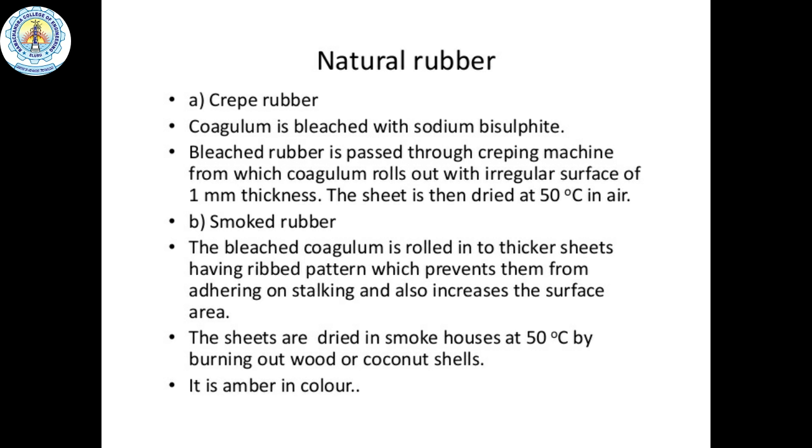The partition plates are then inserted into the grooves and the tanks are kept undisturbed for about 16 hours. A tough slab of coagulum is formed between the partition plates. Now the partition plates are removed after forming the tough slab. Then the sheets are dried in a smokehouse at 50 degrees centigrade by burning wood or coconut shells. This is about the natural rubber. So natural rubber is prepared and it is of two types. First one is crepe rubber, second one is smoked rubber.